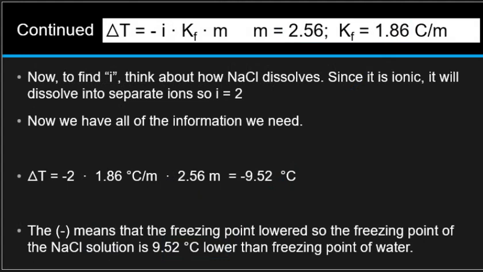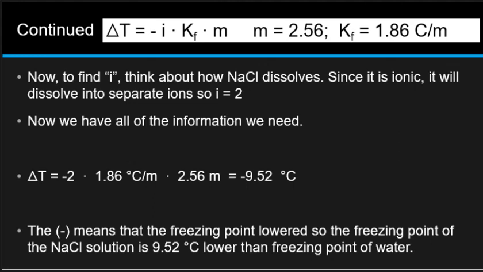Delta T equals negative 2. Where'd the negative come from? It's in my formula. Okay? Negative 2 times 1.86, which was given to me. That was a constant. Times 2.56 molality, which we calculated, will give me negative 9.52 C. Everything's going to cancel out there, and I'm going to be left with my degrees centigrade or degrees Celsius.